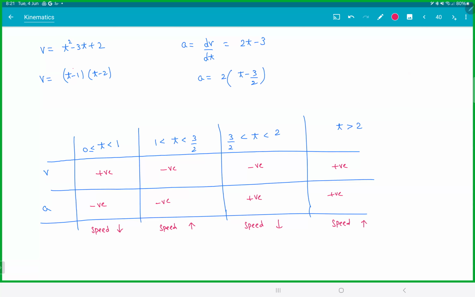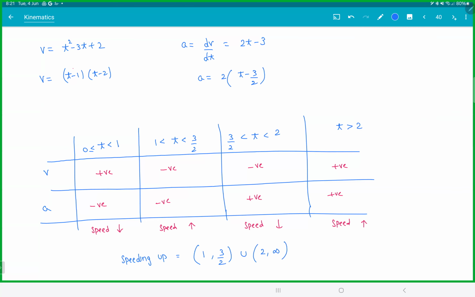In the exam, they may ask this as a matrix matching, in which time interval speed is increasing. On the right hand side, there will be options, and you have to choose them. So the speeding up option would be 1, 3 by 2 union 2, infinity. That's your speeding up option.